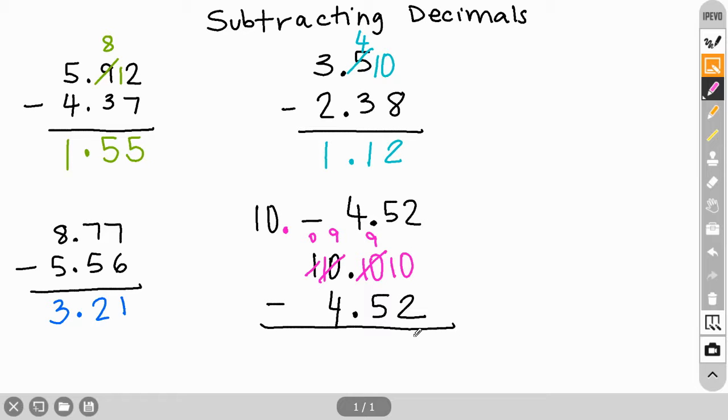10 take away 2 equals 8. 9 take away 5 equals 4. Bring down the decimal point. 9 take away 4 equals 5. And there's nothing here, so it stays as 0. So the answer is 5.48.